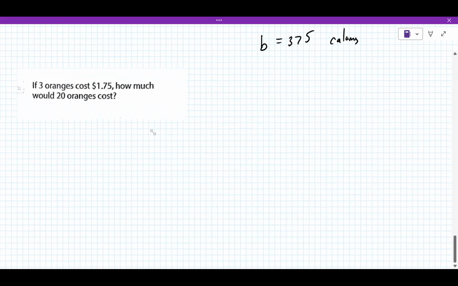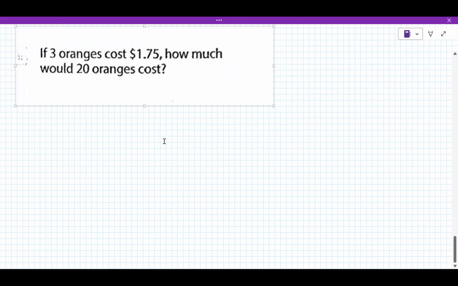Let's look at number 4. If 3 oranges cost $1.75, how much would 20 oranges cost? So again, the thing we're trying to find, top left, that's the cost. And then what's the other variable? What's the other quantity in this problem? It would be oranges, which is 20 oranges. Exactly. 3 and 20.